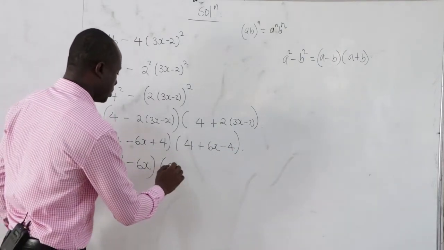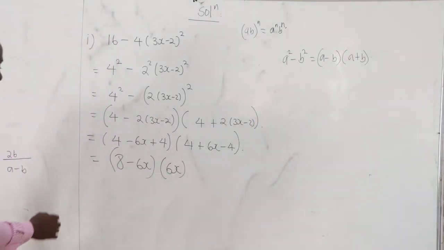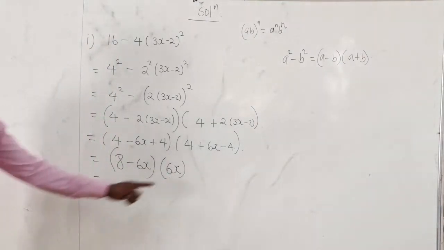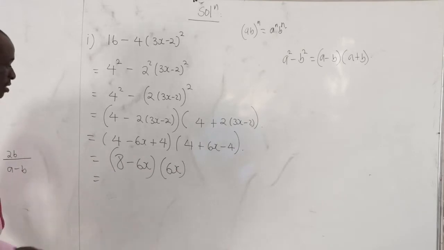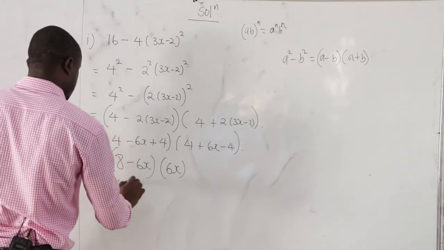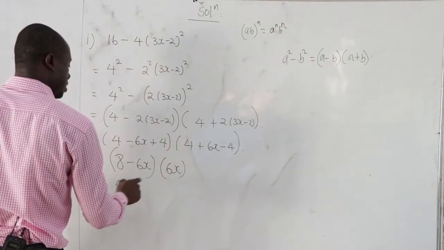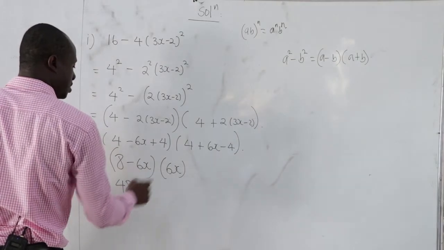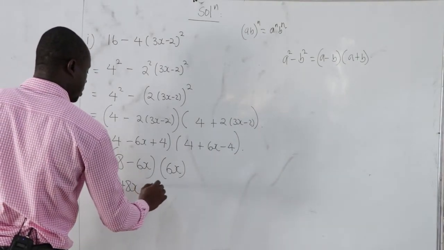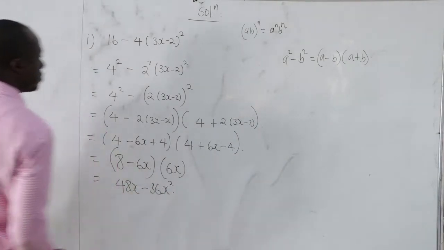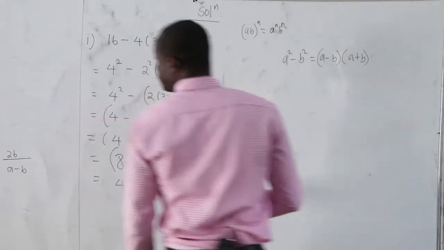So what do you have? 6x. We are simplifying, so we have to use the distributive property to expand. 8 times 6, that is 48, so we have 48x. Then here, x times x, that's x squared, times 6 times 6, 36. So we have negative 36x squared. That is the first one.